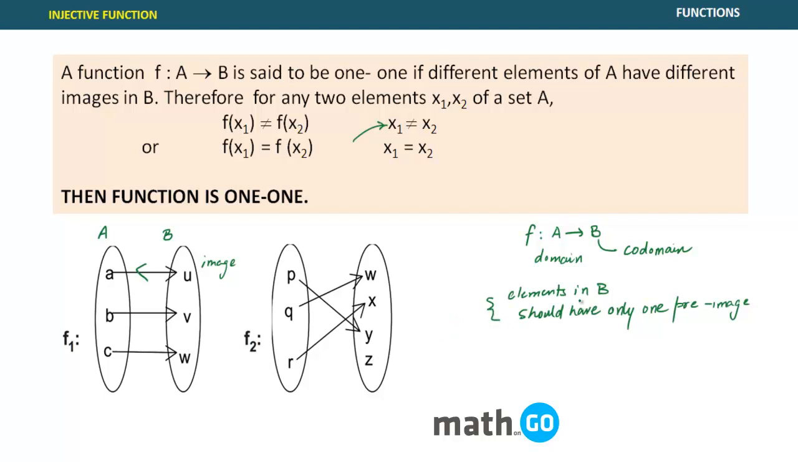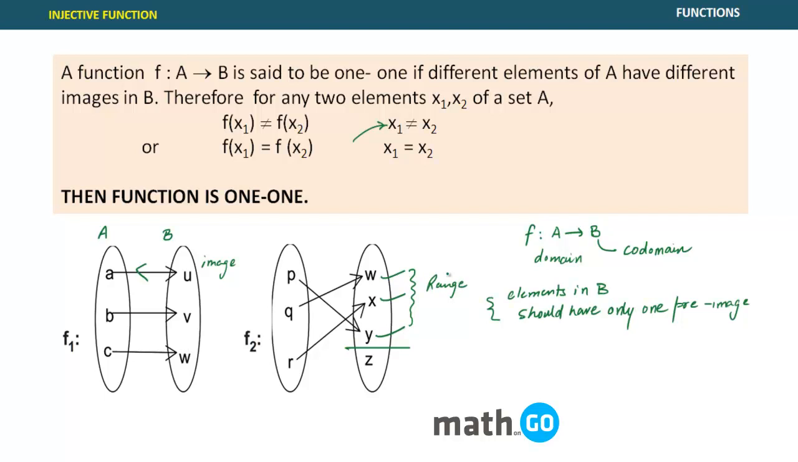Also keep in mind that it is not necessary that every element in B should have an image. There could be some elements in B that are empty. Let's see in the other figure. It says P is mapped with Y, R is mapped with X, Q is mapped with Y. So only these three elements of B are being used, right? Whereas Z is not being used. So no problem. You just take those values in the set B which are being used, or are serving as an image. So these three values are actually your range.